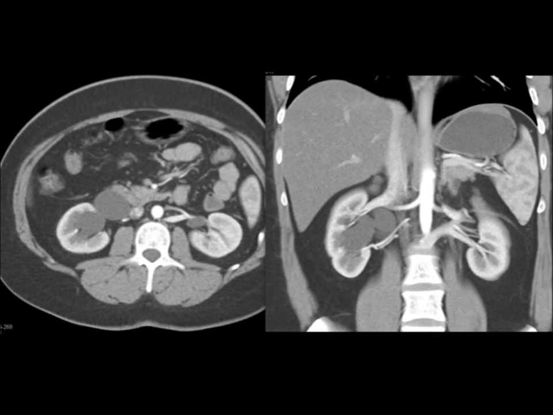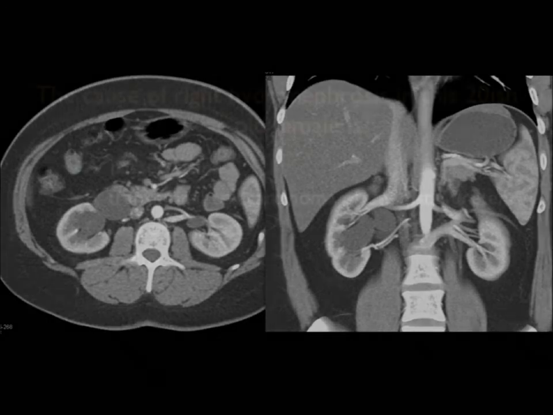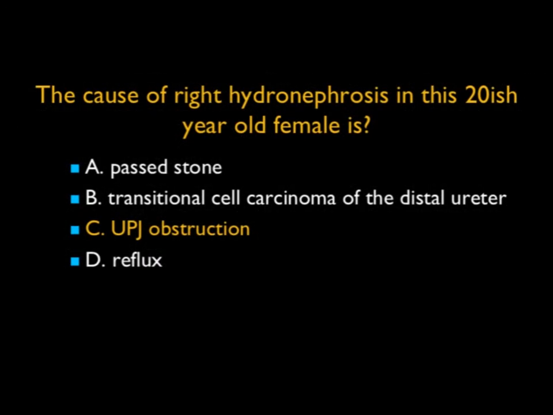And this is a classic example of a UPJ obstruction. It's not reflux, it's not a distal lesion like a TCC, and it's not a past stone. Beautiful example of UPJ. And I wish I could show you more images, but 2 is what we give you.